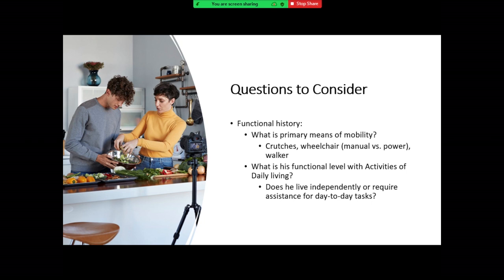And then also you talked about activities of daily living. Those are our day-to-day functions that we are able to do, like dressing and bathing. And is he able to live independently, or does he require assistance for day-to-day tasks? Because if he's independent and now is not able to use his left arm, or his hand is in a splint, that might affect toileting, bathing, and feeding. So it's important to ask that.